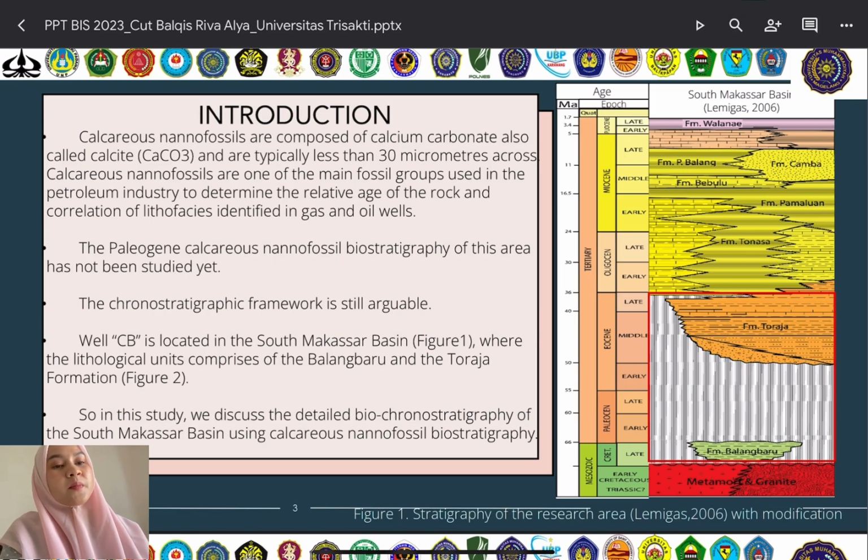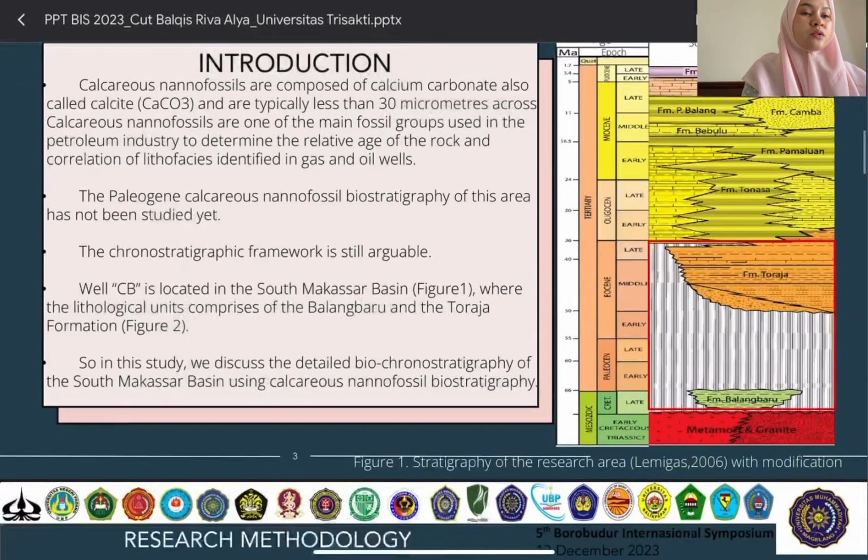The Paleogene calcareous nanofossil biostratigraphy of this area has not been studied yet. The chronostratigraphy framework is still arguable. WLCB is located in the South Makassar Basin, where the lithological unit comprises the Balang Baru and Toraja Formation. So, in this study, we discussed the detailed biochronostratigraphy of the South Makassar Basin using calcareous nanofossils.